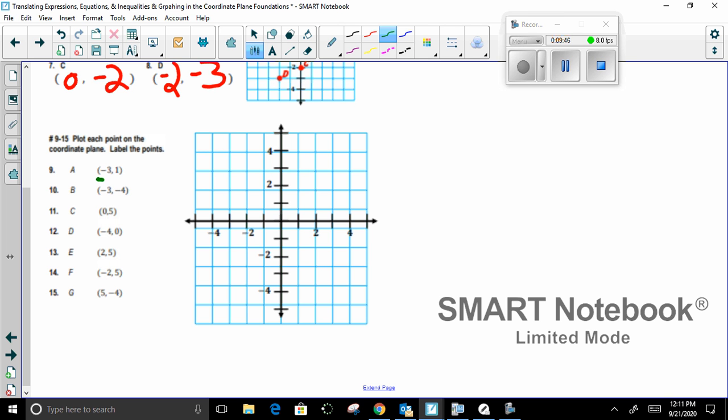So (-3, 1), remember, x and y. If x is negative, I go horizontally to the left. Y is positive, I go up 1. There's point A. Point B, (-3, -3). X is negative, so I go horizontally to the left 1, 2, 3. And because y is negative, I go down. Oh, this is off a little. Hold on.